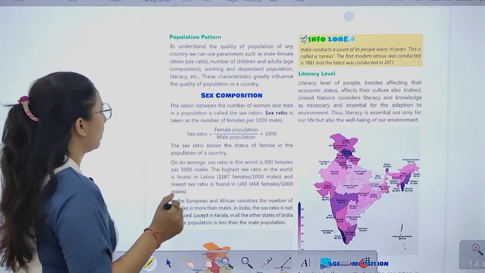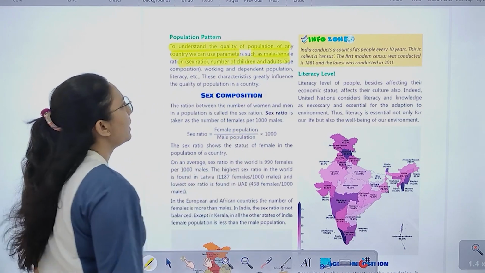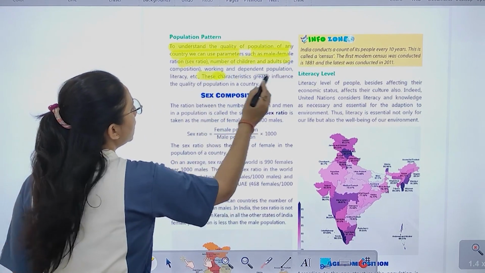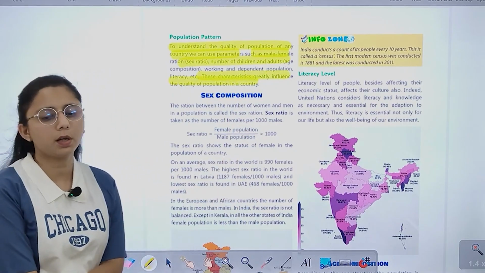नाउ पॉपुलेशन पैटर्न. सो टू अंडरस्टैंड द क्वालिटी ऑफ पॉपुलेशन ऑफ एनी कंट्री वी कैन यूज पैरामीटर्स. आप मेल और फीमेल रेशियो, नंबर ऑफ चिल्ड्रन एंड एडल्ट, वर्किंग एंड डिपेंडेंट पॉपुलेशन, जो करेक्टरिस्टिक्स है ये ग्रेटली इसको इन्फ्लुएंस करते हैं क्वालिटी ऑफ पॉपुलेशन इन द कंट्री.